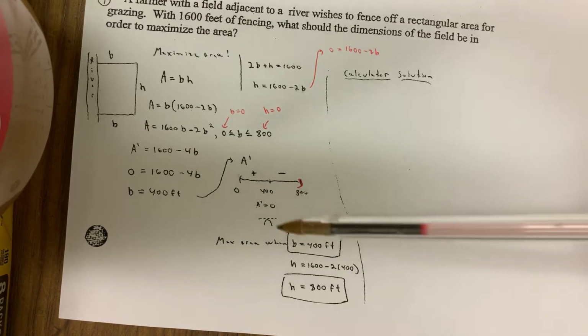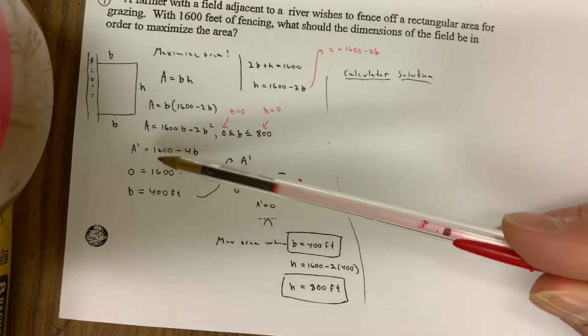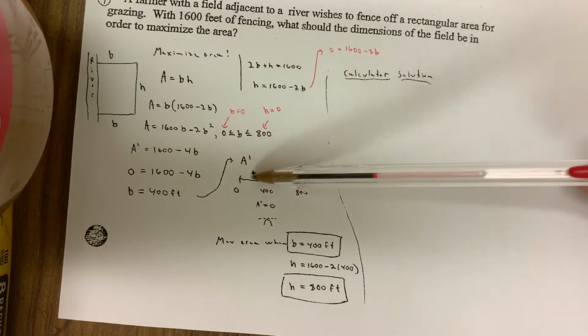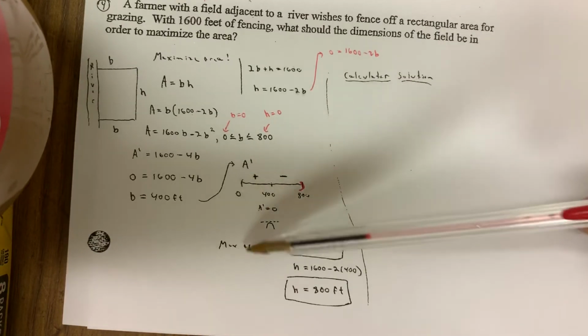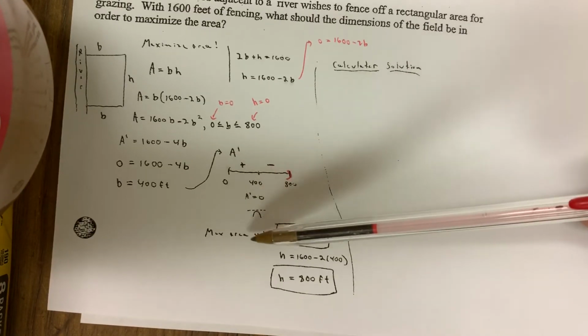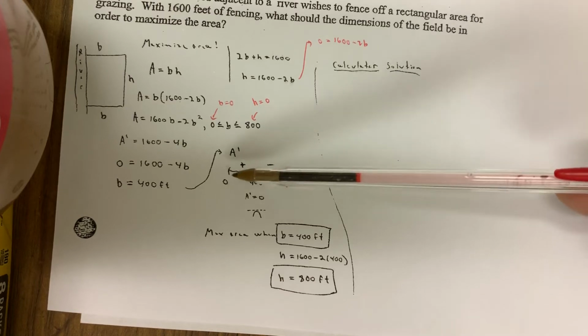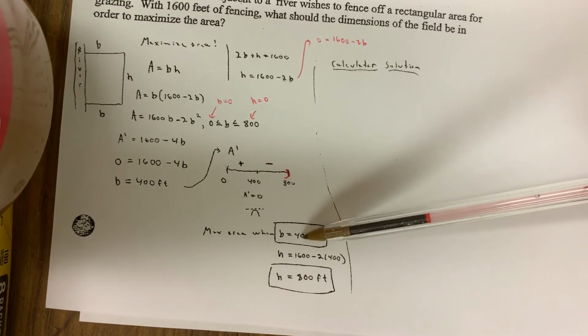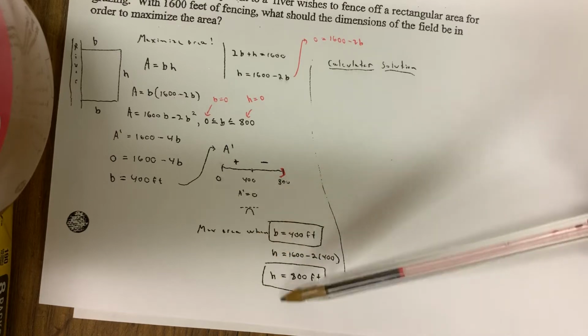By the way, make sure you take the derivative, okay? Set it equal to 0, you solve. You show me that line. What does that mean, this line? It means the area is a max when b is equal to 400 feet. I got what h was equal to just to find that max area.